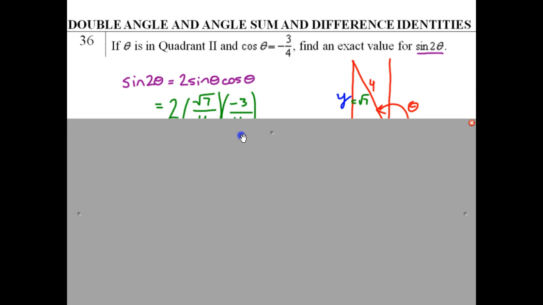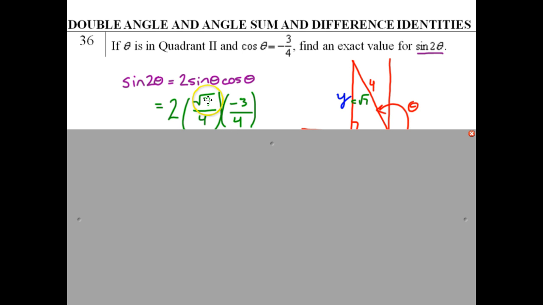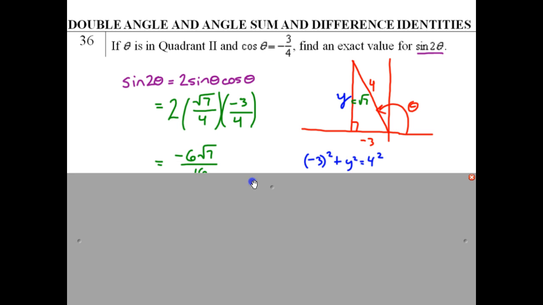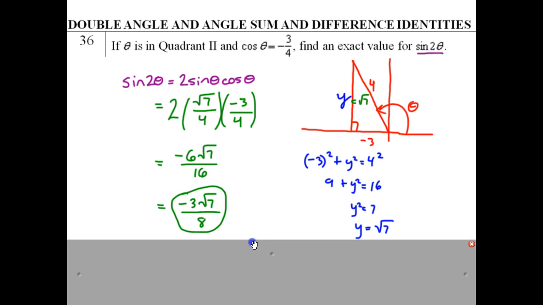We now know that from our picture, we have 2 in the formula, and then it's sine theta. So sine theta is the y, which is √7, over the r. It's the opposite over the hypotenuse, times the cosine, which was given. Now we just multiply the numerators. You get -6√7. The denominators, you get 16. Simplify it, and there's your answer.